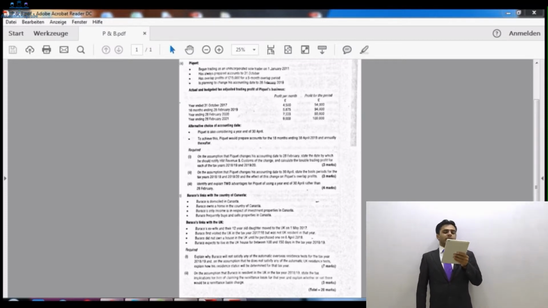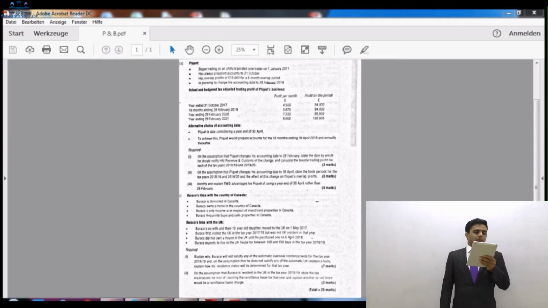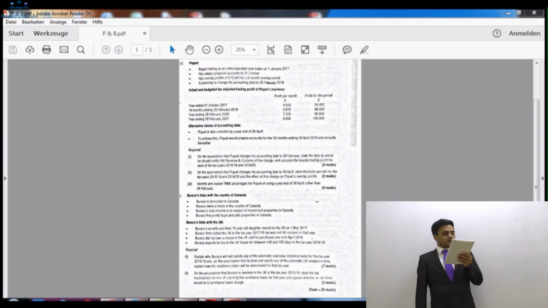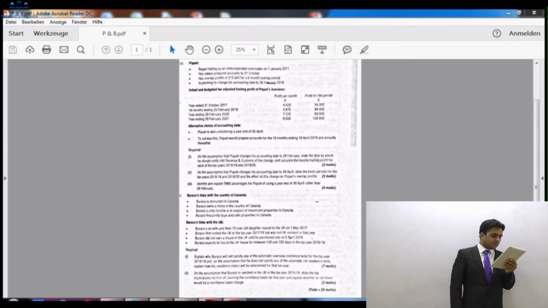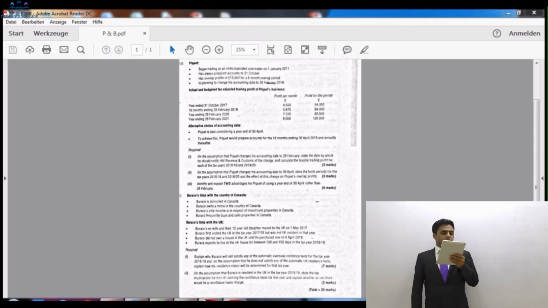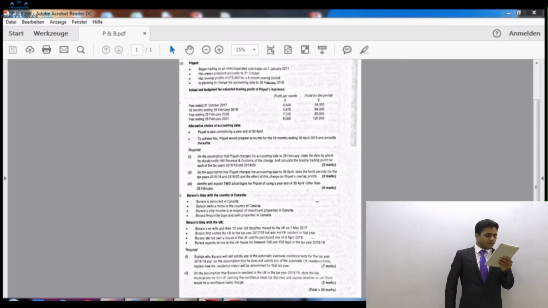Baracco links with the country of Canasta, which is an overseas country. Baracco is domiciled in Canasta. Baracco owns a home in Canasta. Baracco's only income in respect of the investment property is in Canasta. Baracco frequently buys and sells properties in Canasta. None of this information is relevant to me.